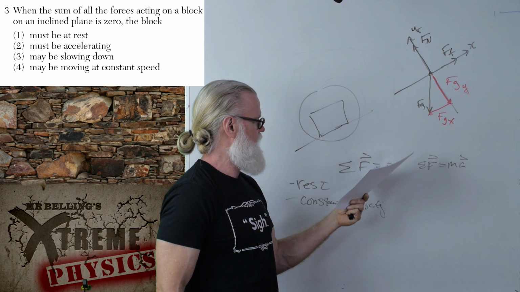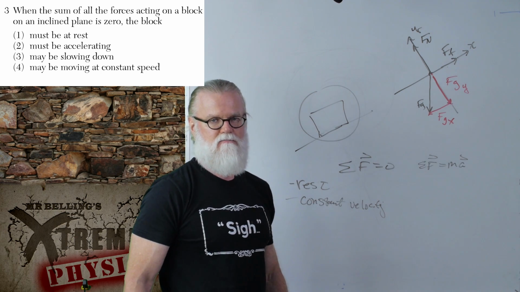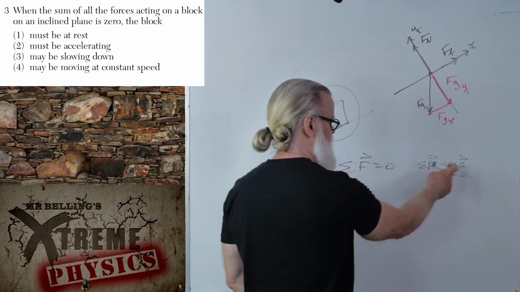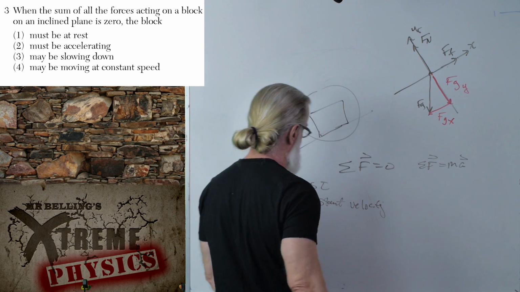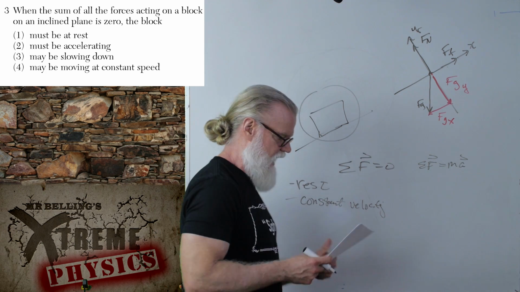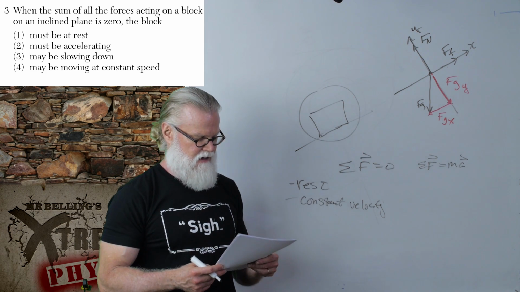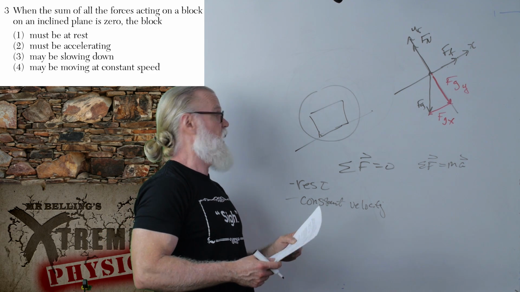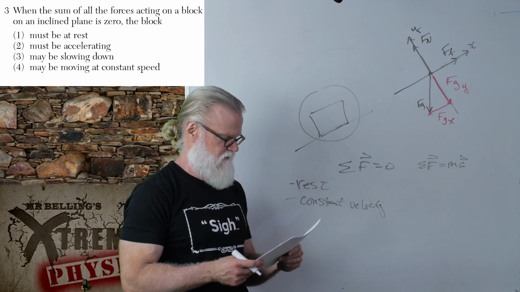If they're equal to 0, there is no acceleration, because this side is 0, so the acceleration must be 0. We know the mass isn't 0. So this is either at rest or at constant velocity, because it's in equilibrium. Let's see. Number 1, must be at rest. No, it must not. It could be moving at constant velocity.